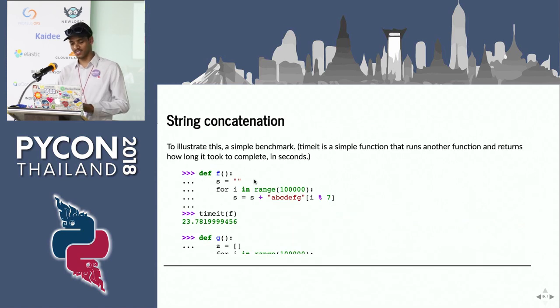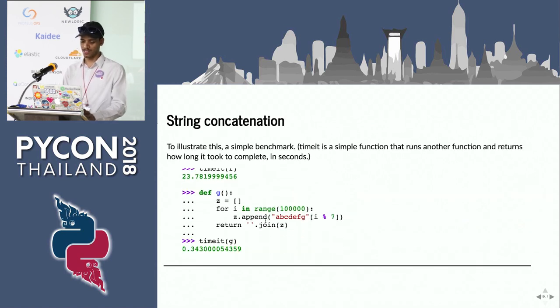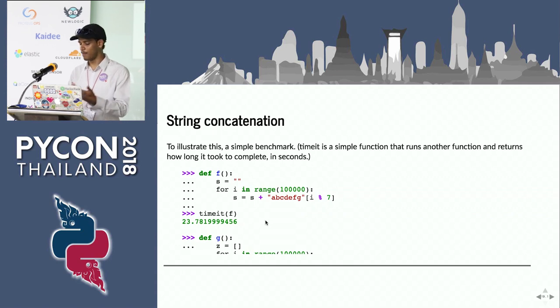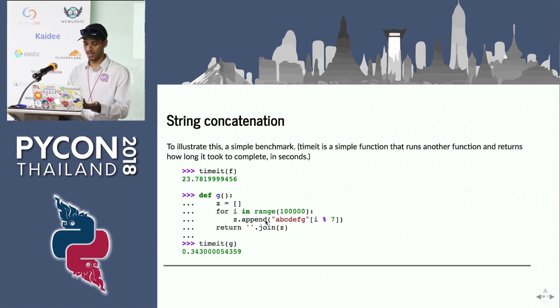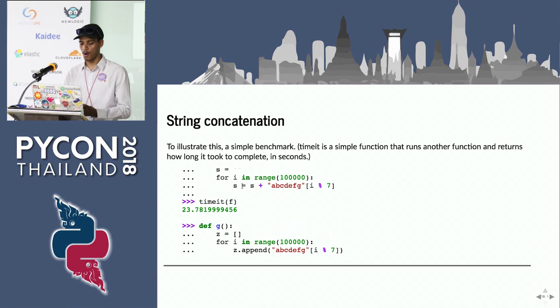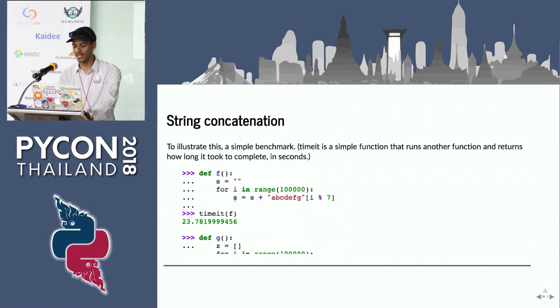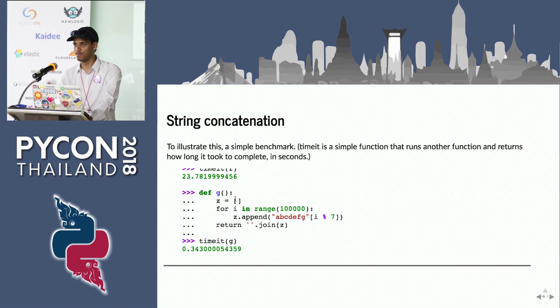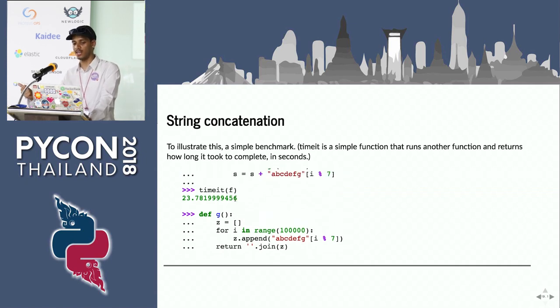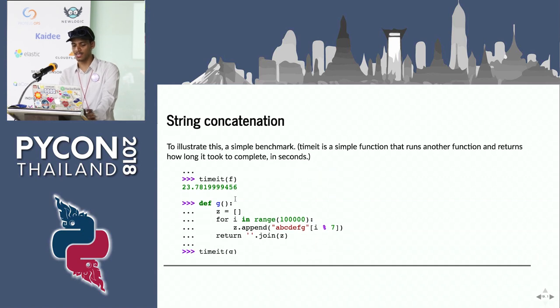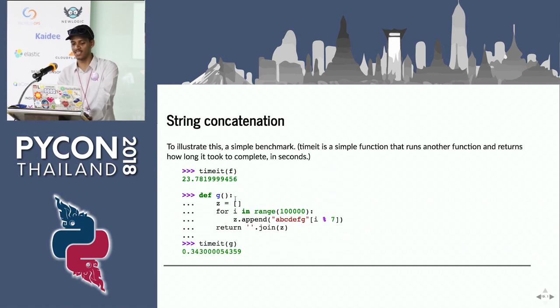String concatenation, that's a really quick example I can show you. So I'm using the same behavior with objects. Object equals object plus something, and also a method from the standard library, which is the append from string. And I do literally the same thing. Everything is the same. I do a bunch of string concatenation, and I just check the time on that. And it seems like the first one takes 23 seconds, and the second one takes 0.3 seconds.